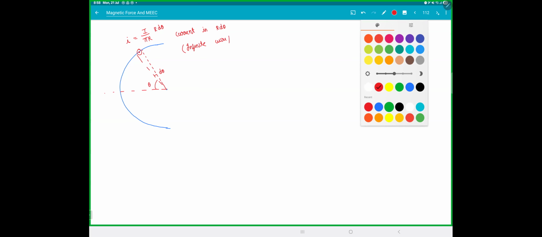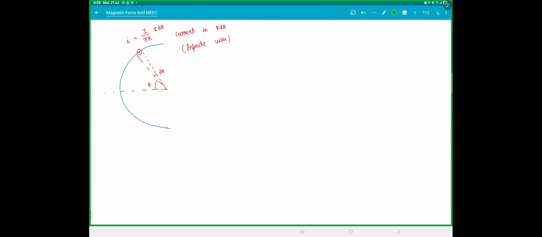So if this is the current infinite wire, put your thumb outside and try to rotate it. You will notice the field is going like this, anti-clockwise. So the field B bar is like this. This angle will be 90. This is your dB. This will be 90 minus theta.